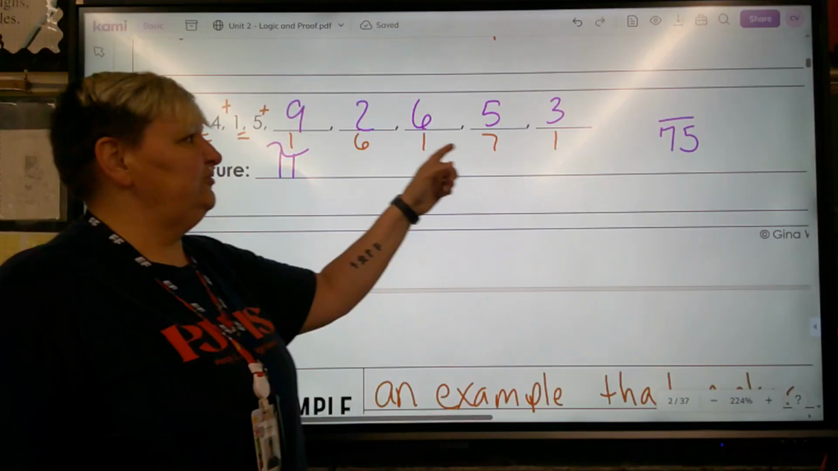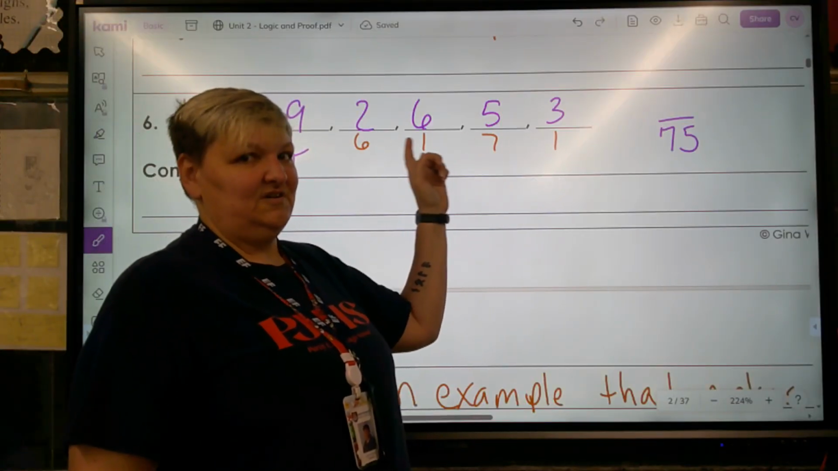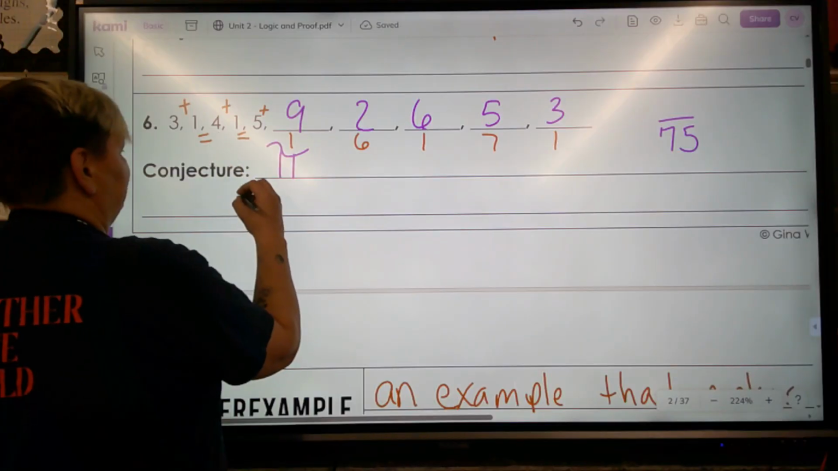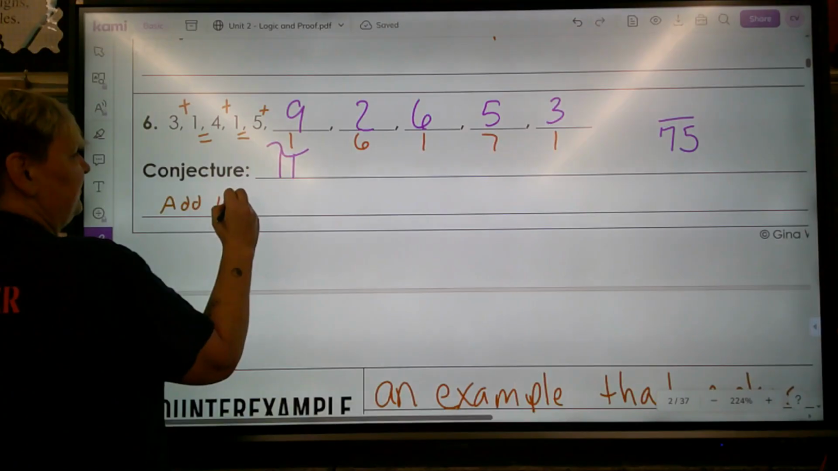How long would it take you to figure out the 75th number using this pattern? Find the easiest pattern, y'all. So how do you explain this one? Add first two numbers together.